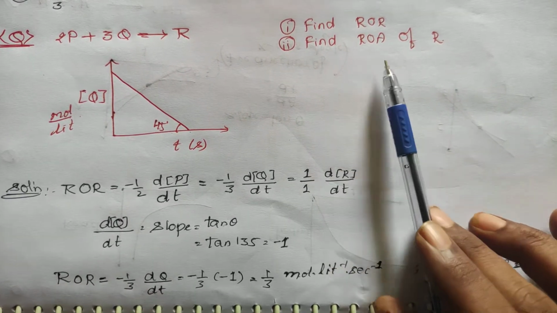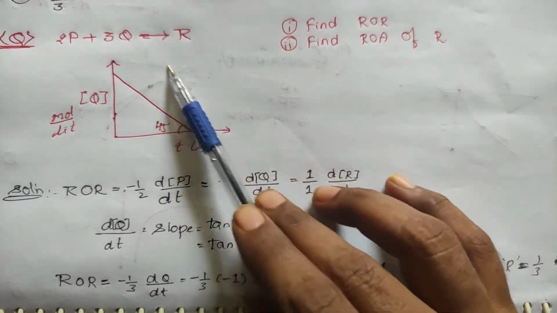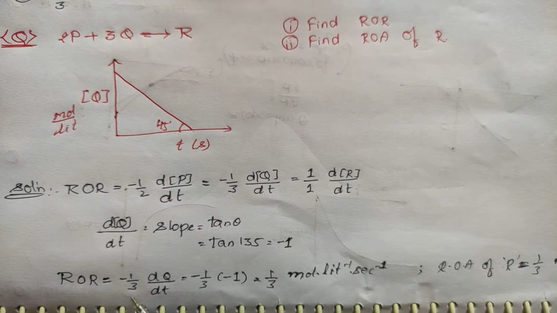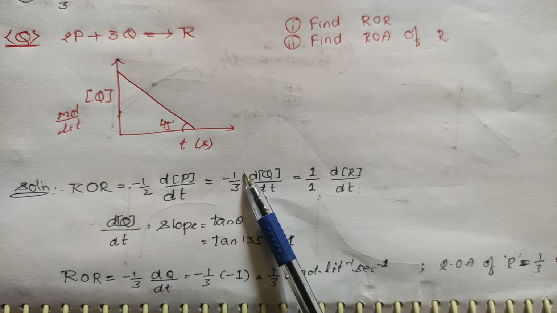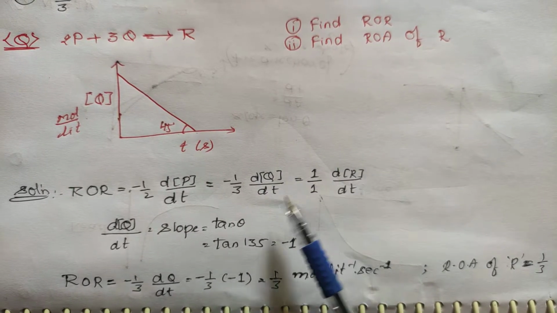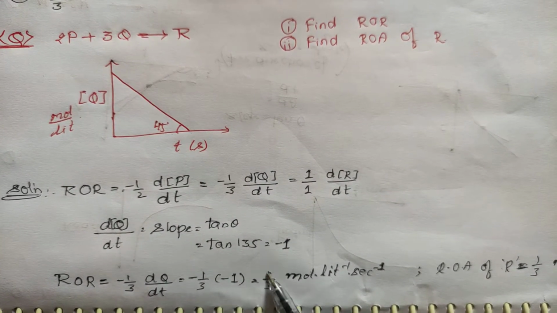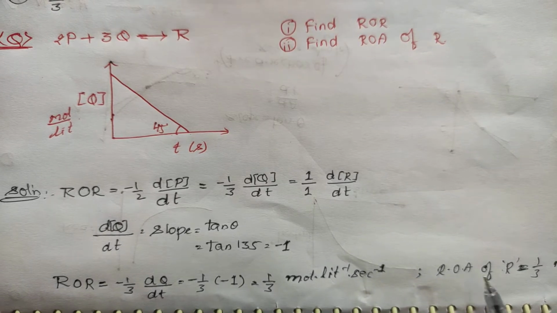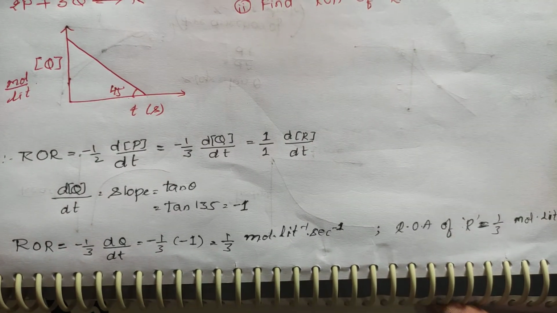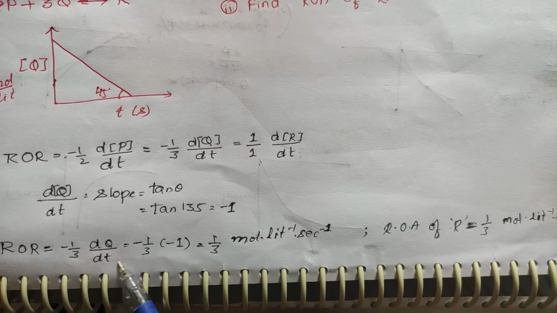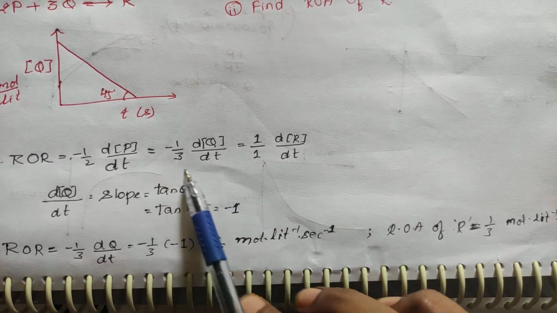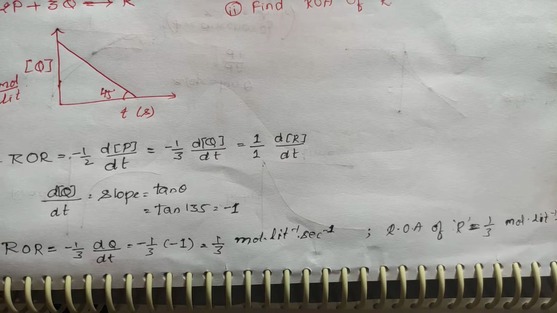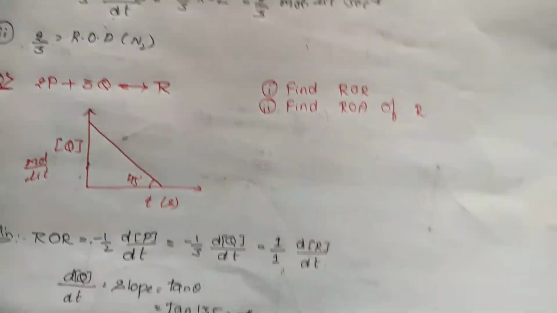And going to the rate of appearance of R, he is asking for R. R means nothing but what? 1 by 3 of dQ by dt. See, this is the equation. If you get the 1 by 3 of dQ by dt, it will be equal to dR by dt. So what you have got, 1 by 3 dQ by dt, is equal to 1 by 3. So automatically the rate of appearance of R will be equal to 1 by 3 only. Nothing will be changed, because you have got 1 by 3 of dQ by dt here. Okay, that is the rate of appearance of R.